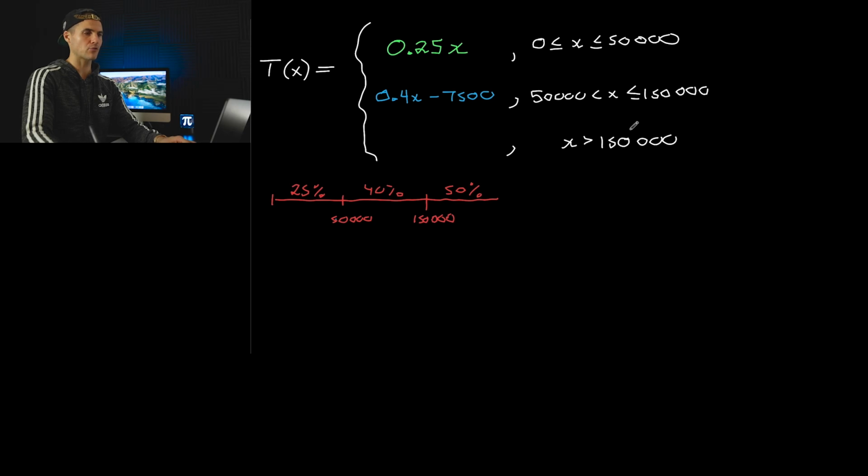And then finally, our third scenario, so if our income is going to be over 150,000, so that's going to be over here somewhere. Let's create a function. So if your income is going to be over 150,000, well, the first 50,000 is definitely getting taxed at 25%.